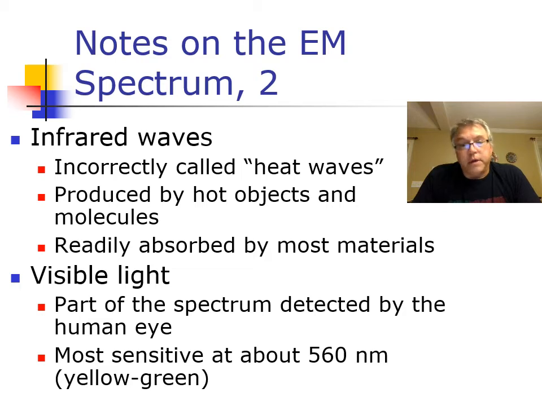The visible spectrum, again, that's just the portion of the electromagnetic spectrum that is detected by the human eye. It goes between 400 and 700 nanometers. It's the part that's most important to us because we are mostly visual creatures and we are pretty lost without our eyesight, so that part of the spectrum is really important to us. And our eyes are actually most sensitive at about 560 nanometers, which is somewhere between the yellow and green portion of the spectrum.